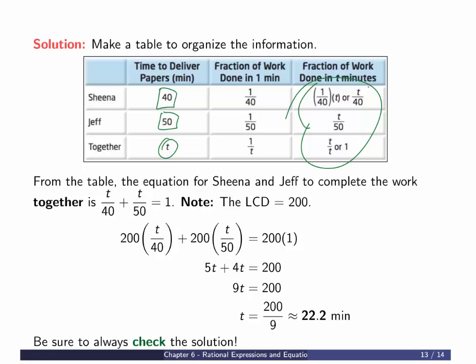like fraction of work done in 1 minute will be 1/40, okay, which is a bigger number than 1/50. So Sheena's doing more work here, but Jeff, he's doing 1/50. In T minutes, that's where this T comes from. Okay, we have T over 40, T over 50, and together, I guess that's what I wanted to say, is T over T. That will be the combination of the two. Okay, so basically the addition of both of their fractional work done will equal the total, which will be 1 in this case.